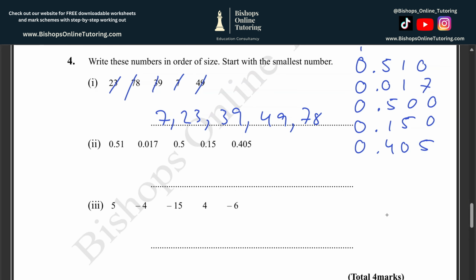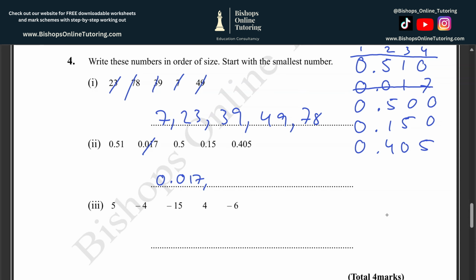Now that's column number 1, 2, 3, and 4. Now column number 1 is all zeros, so let's look at column number 2. We've got a 5, a 0, a 5, a 1, and a 4. So clearly 0.017 is going to be our smallest number.